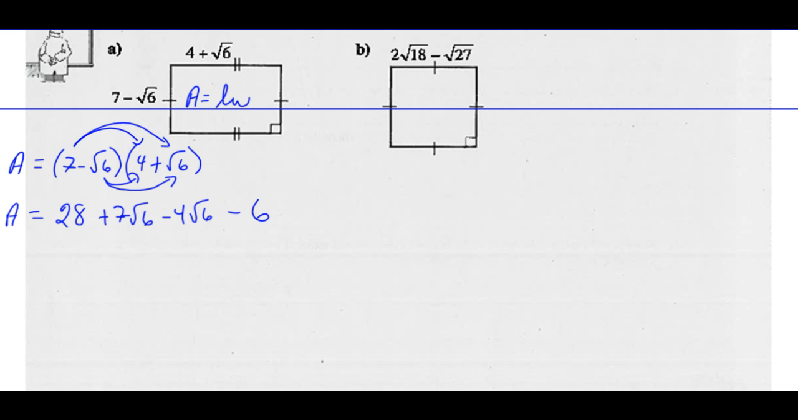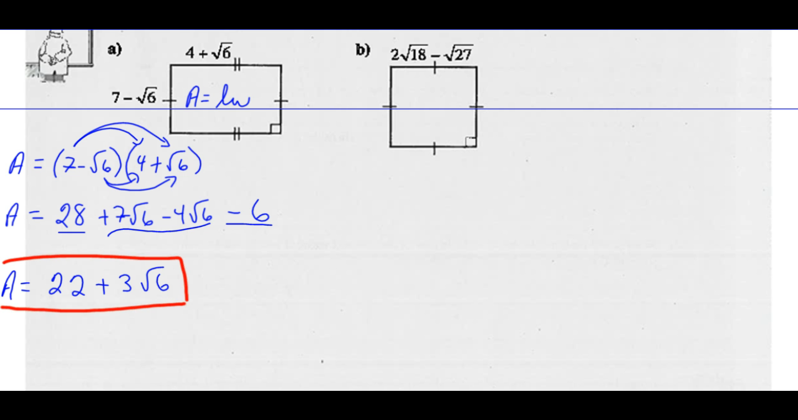All right. Now combine like terms. So I've got 28 minus 6. 28 minus 6 is 22. And I've got 7 root 6 minus 4 root 6. 7 minus 4 is a positive 3, and you keep the radical root 6. So there is the simplified area of A.